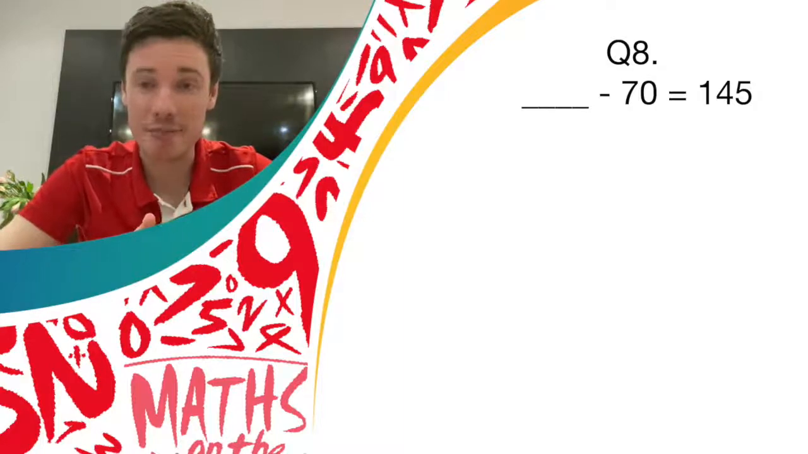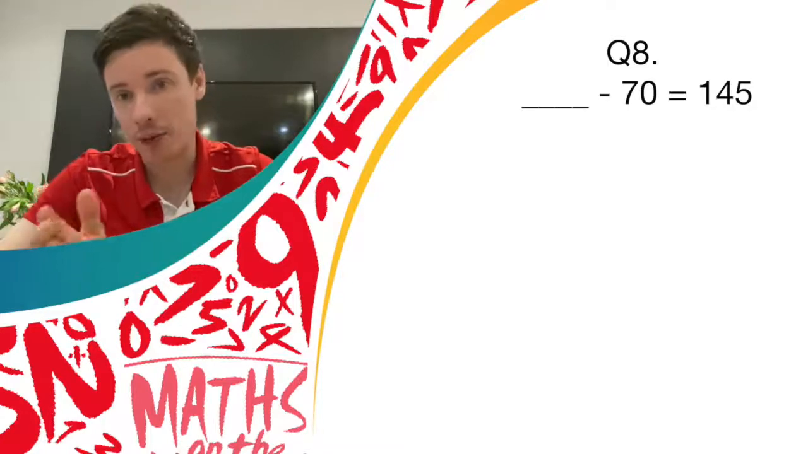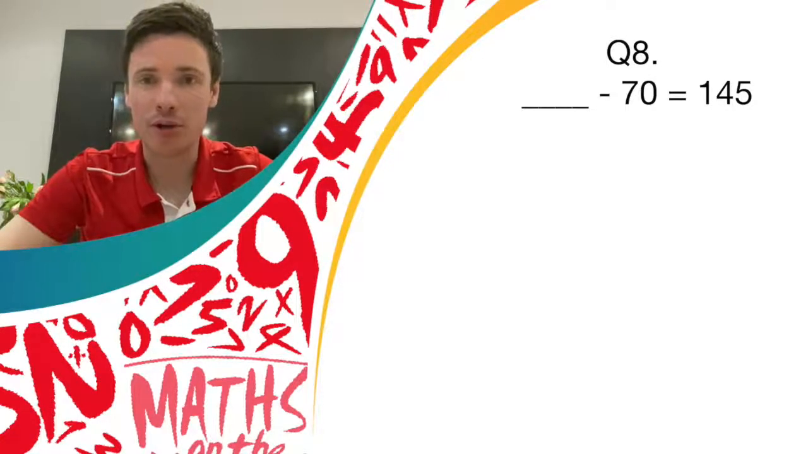Question 8 is a missing number question. So have a look at the screen. What is the missing number in this question to make the number sentence correct? So what number, take away 70, would equal 145? Just have a think before the options come on the screen.